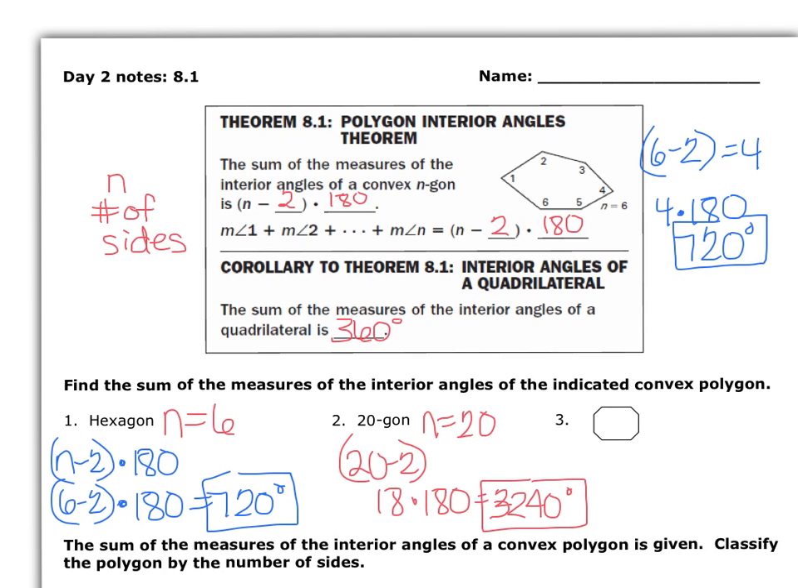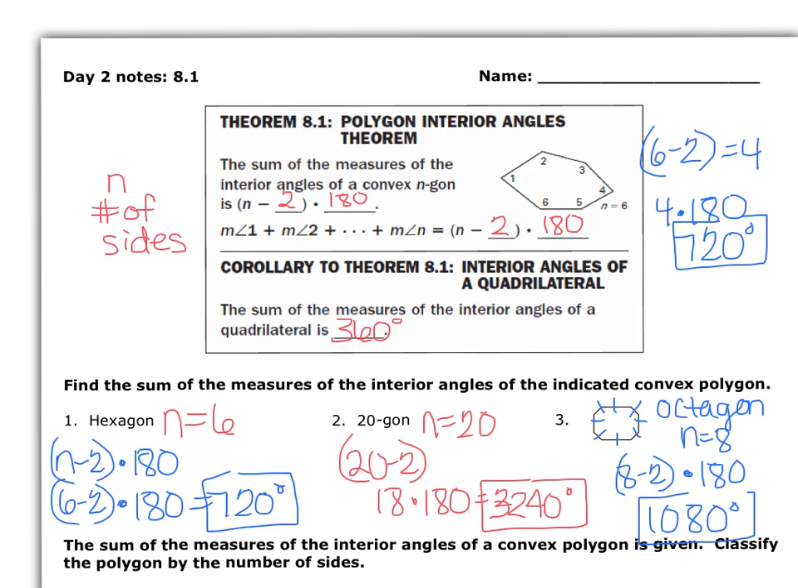Next, we're given a picture. We're going to have to count the number of sides. 1, 2, 3, 4, 5, 6, 7, 8. So let's just go ahead and get used to the name. It's an octagon, so the number of sides is 8. If we do n minus 2 times 180, which is 6 times 180, that gives us a total of 1,080 degrees on the inside of every convex octagon.